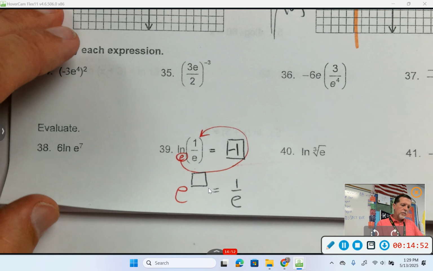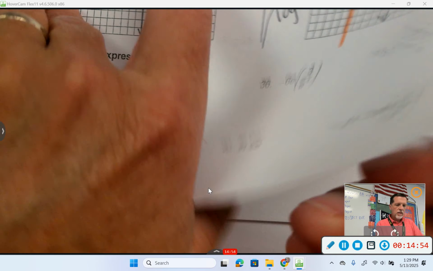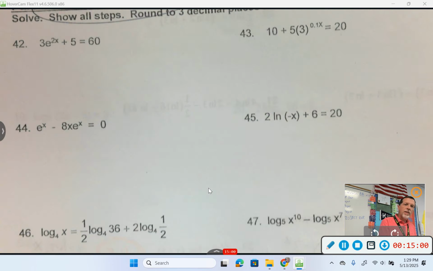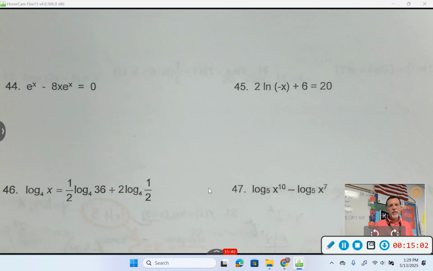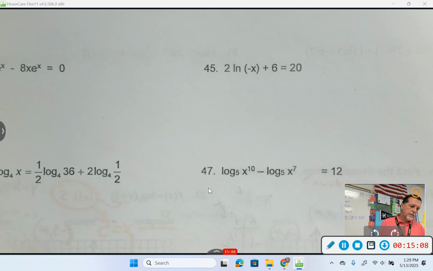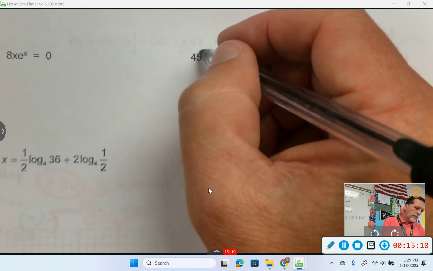And those are all pretty similar to that one. It's 45. Note we've switched to the with-calculator part of the test, or part of the review. 45.